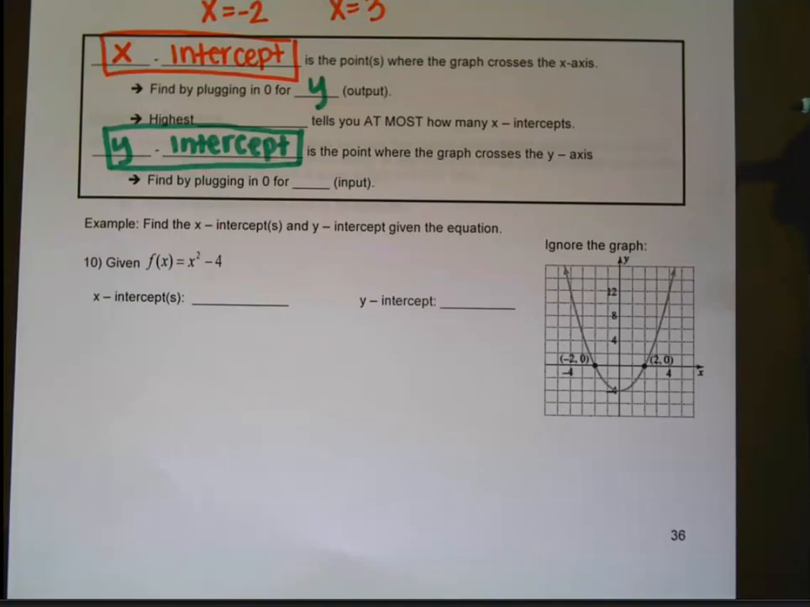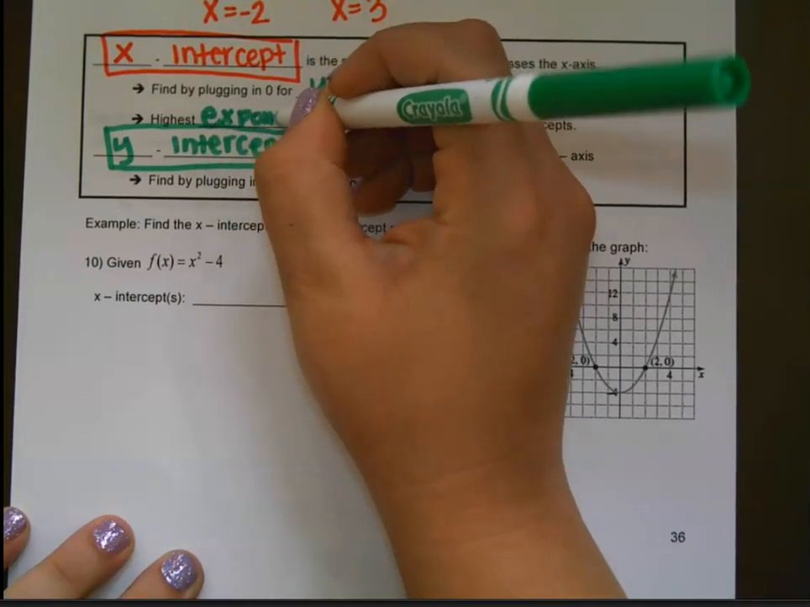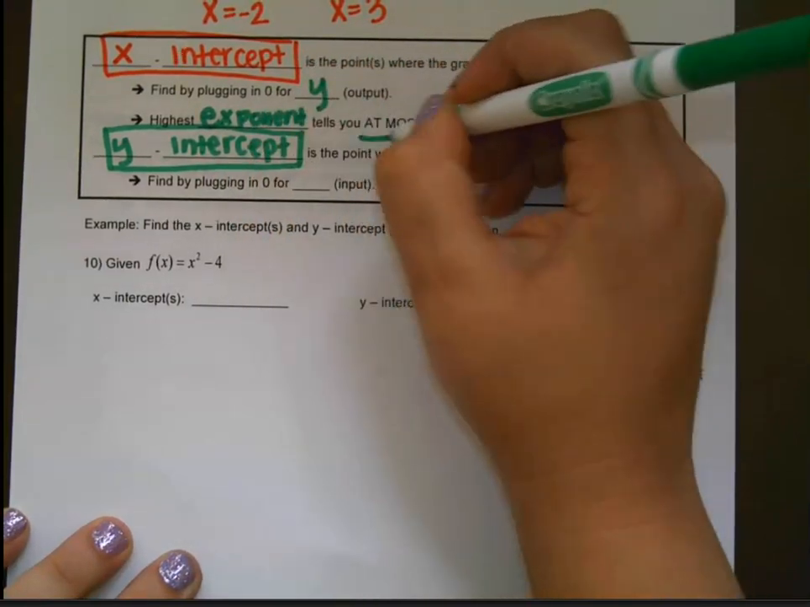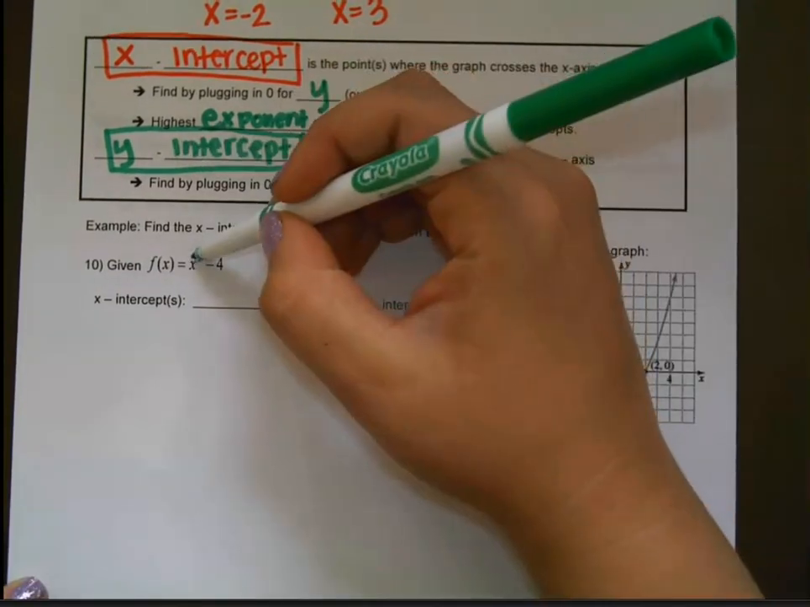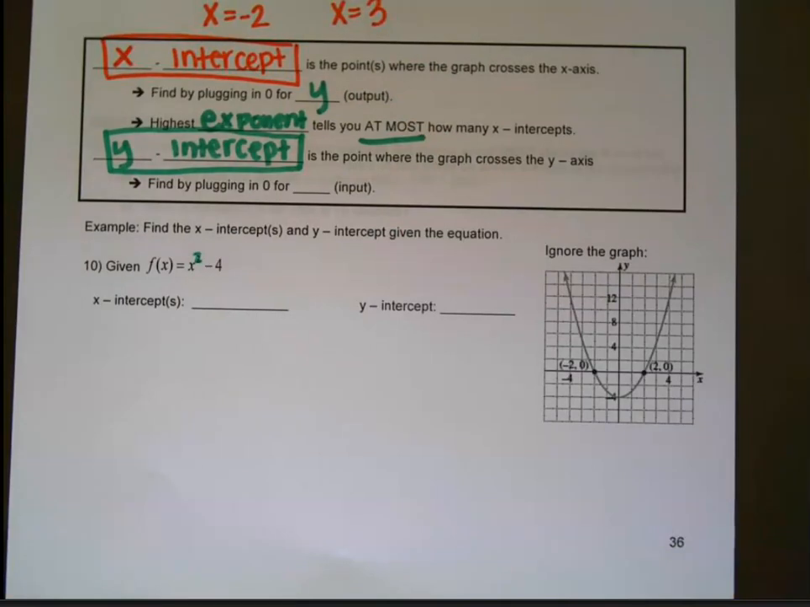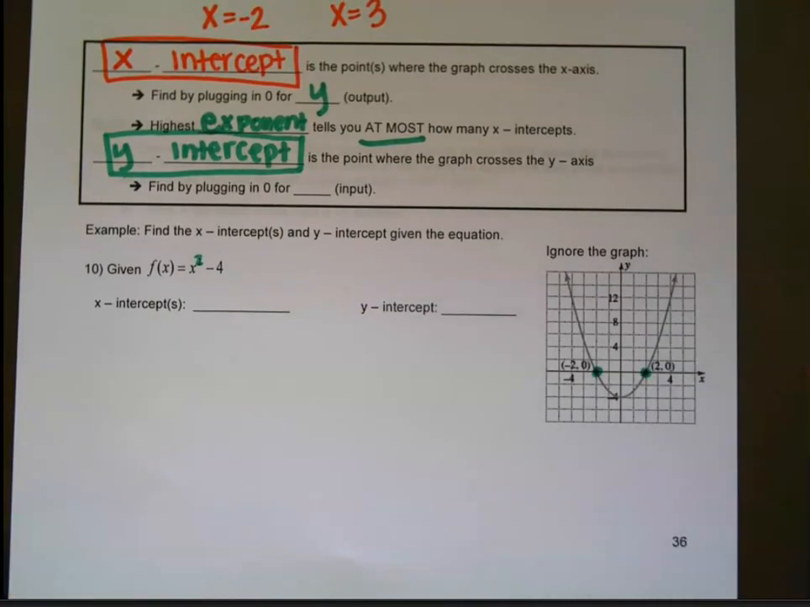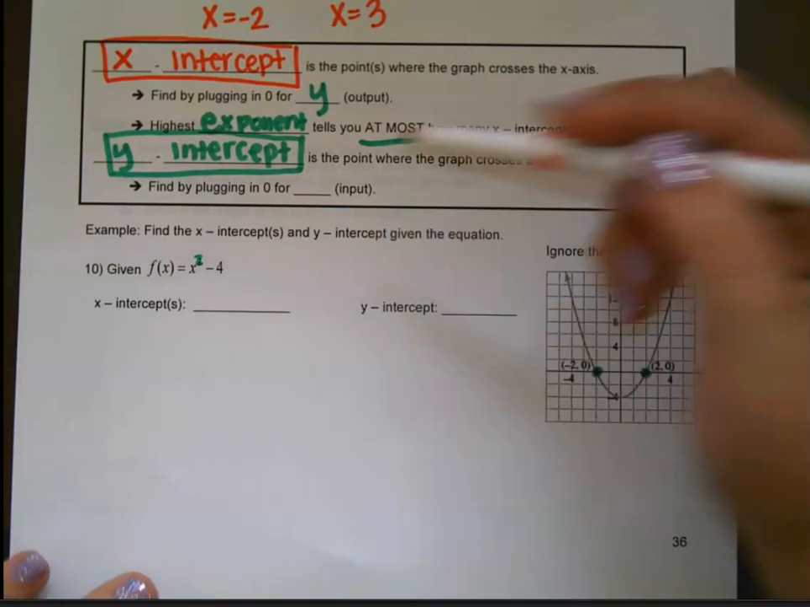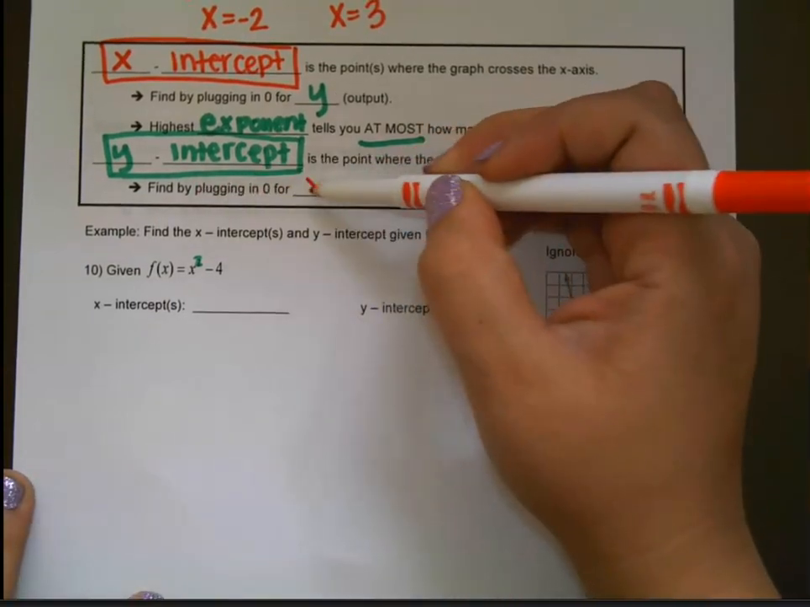Now keep in mind that the highest exponent tells you at most how many times it would cross the x-axis. So if we look here, the highest exponent is 2, so it tells us that this one, if we graph it, can touch at most twice, and you can see it touches twice here. And then the y-intercept is where the graph crosses the y-axis. It is when we plug in a 0 for the x.